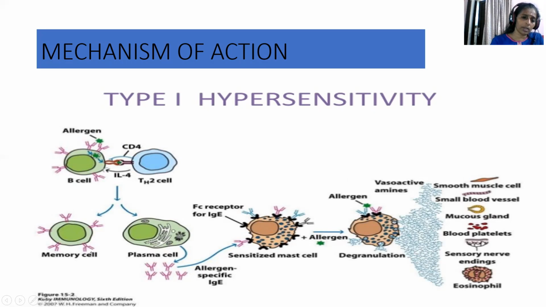And also here we have memory cells. When a second time the same antigen comes in contact with our body, this whole reaction won't occur. Directly this antibody will come and bind to the mast cell. The reaction is much easier than with the initial priming dose. The second dose is what is quite fatal, because directly it leads to mast cell degranulation and production of vasoactive amines and certain chemical mediators.